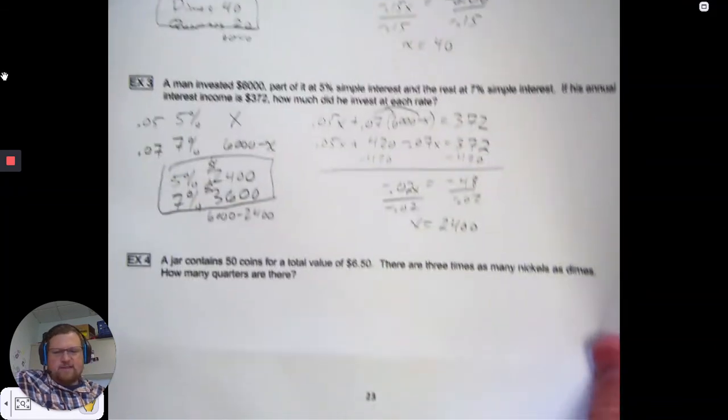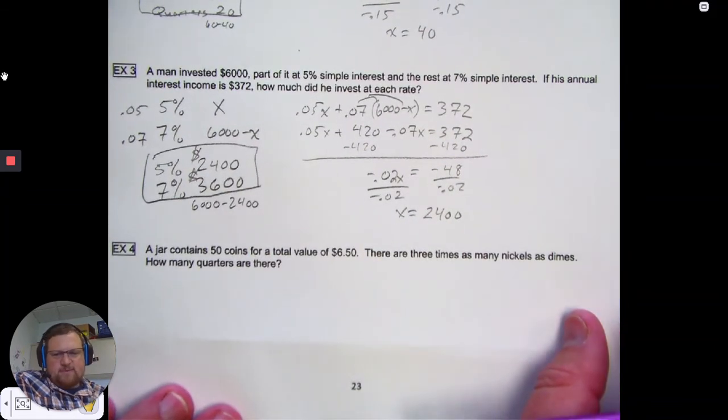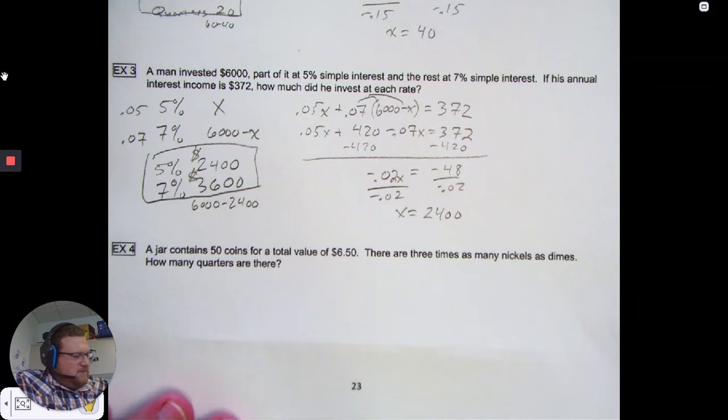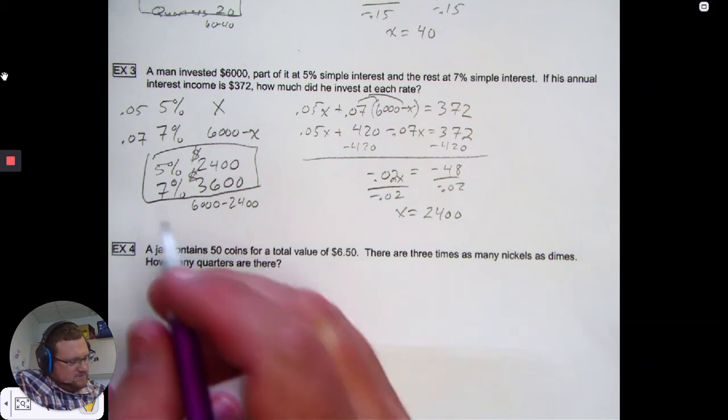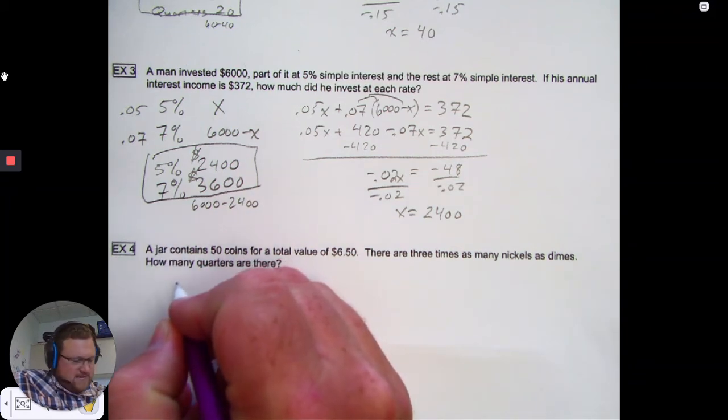And last but not least, we have one of my favorite example problems. A jar contains 50 coins for a total value of $6.50. There are 3 times as many nickels as dimes. How many quarters are there? So from the way it's written, you can tell that there are nickels, dimes, and quarters. There are 3 times as many nickels as there are dimes.